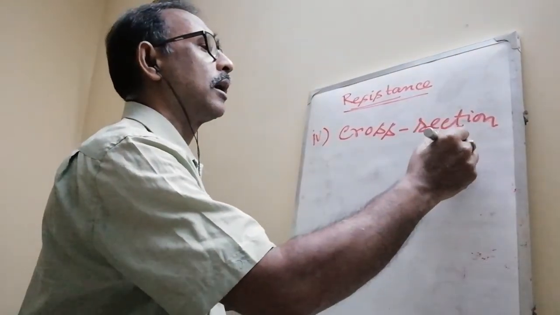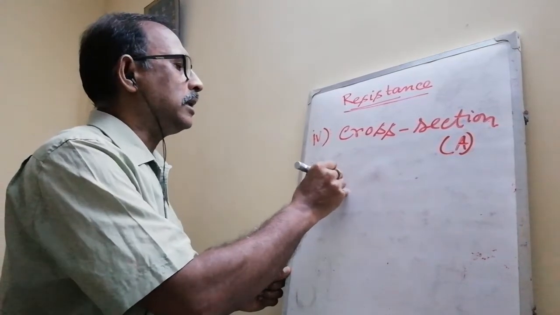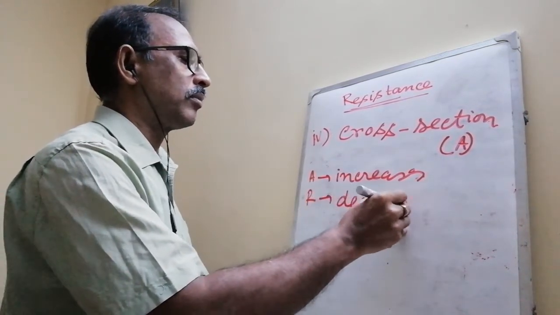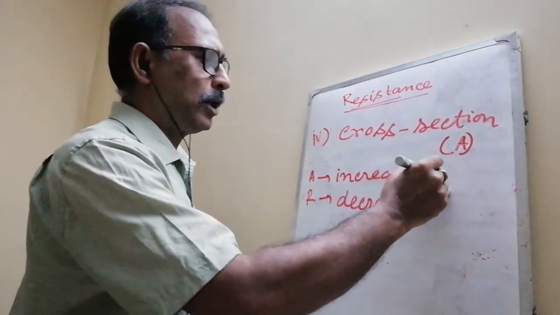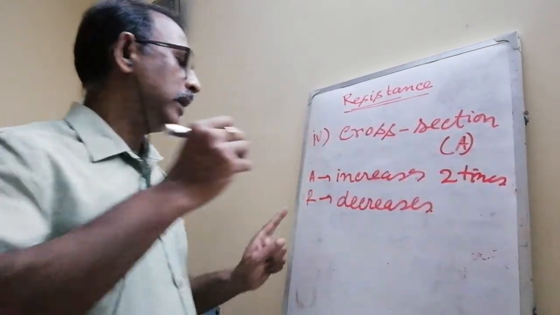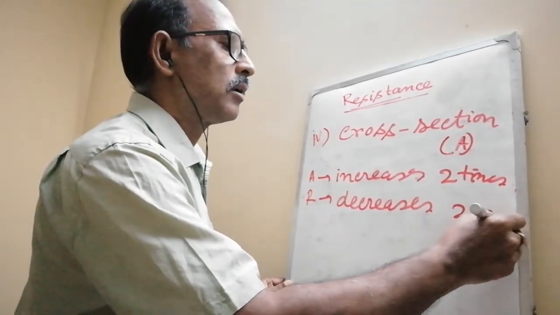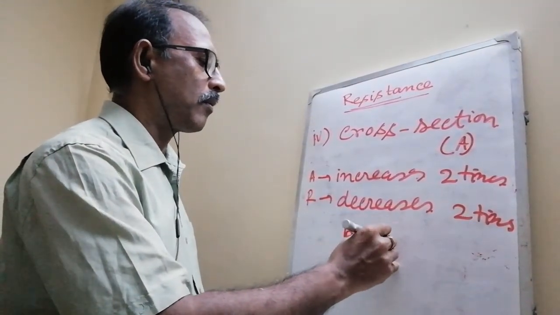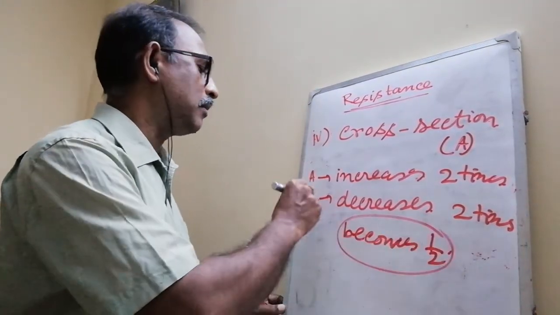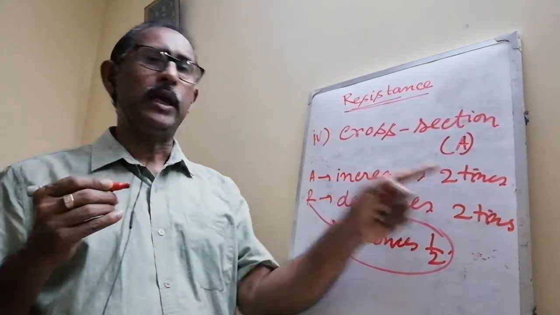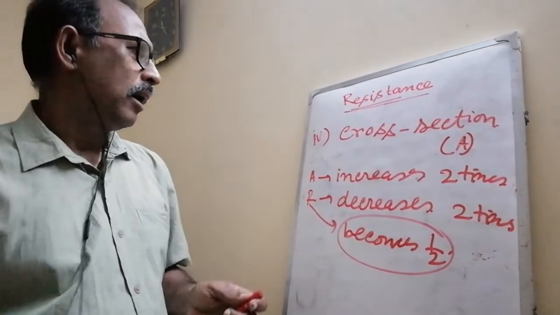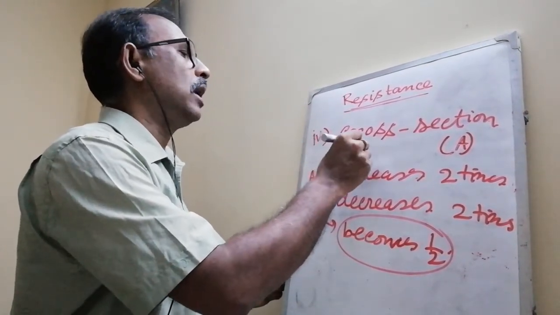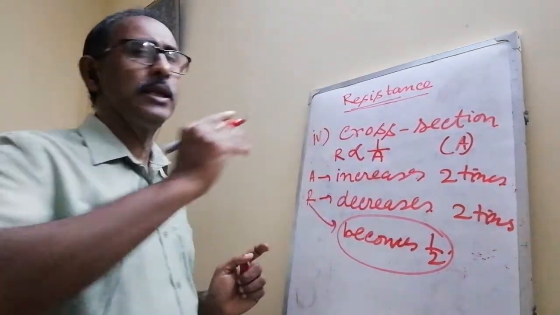Here if the cross section, capital A, increases, then R decreases. If A increases by 2 times, then R decreases by 2 times. R decreases by 2 times means R becomes half. R becomes half if A, that means the cross section, increases by 2 times. Here is the mathematical representation of it: the resistance R is proportional to 1 by A. 1 by A means it is inversely proportional.